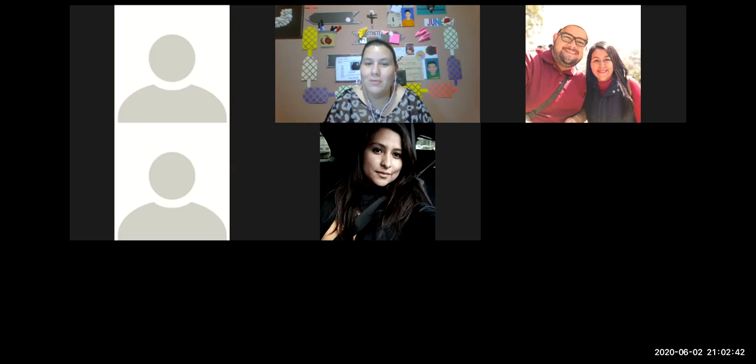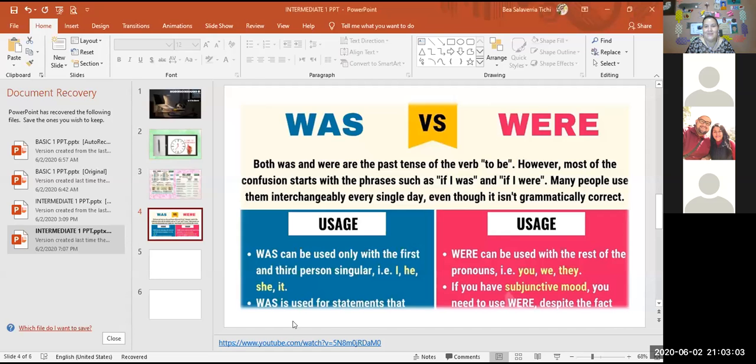Well, do you remember what we were talking about yesterday? What was our topic yesterday? Past tense. Past tense with what? Using was, were, and did. Excellent. Thank you. It was past tense using was, were, and did. So when do we use was and when do we use were? With who do we use was and with who do we use were?